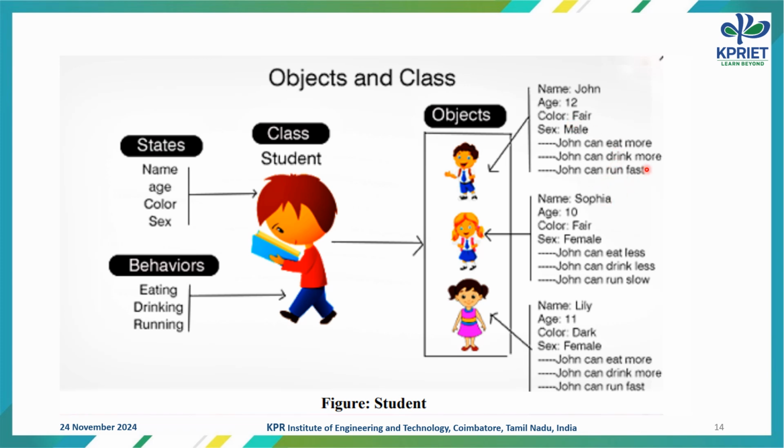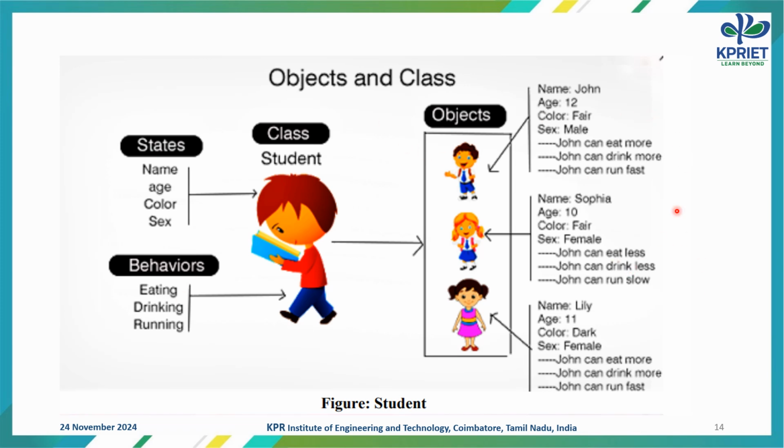And what is the behavior? He can eat more, he can drink more, and he can run fast. Same with this girl named Sophia: age is 10, color is fair. So these four are considered states. And Sophia can eat less, Sophia can drink less. These all are taken as behavior, right? So an object must have states and behavior. These are all states and these are all behavior.